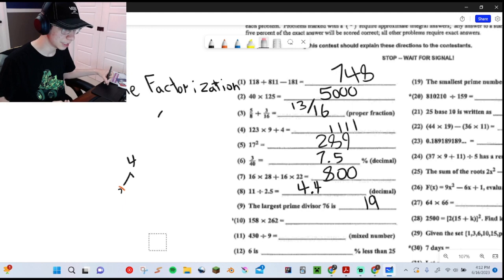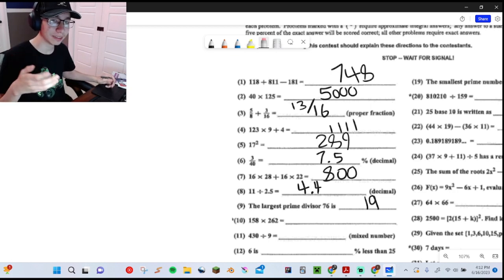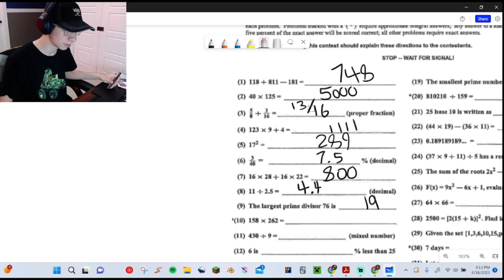In this question, if you know that 76 breaks up into 19 and 4, and you know 19's prime, you don't really have to break up the 4 anymore because it wants the largest prime divisor. You've already got it. So you wouldn't have to fully break it down, though keep in mind the exponents. At that point, you'd already know 19's the largest prime divisor. Right?